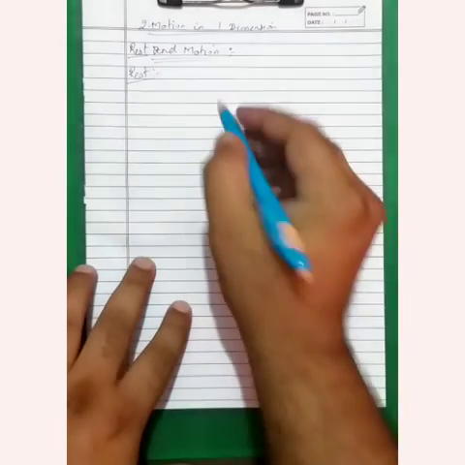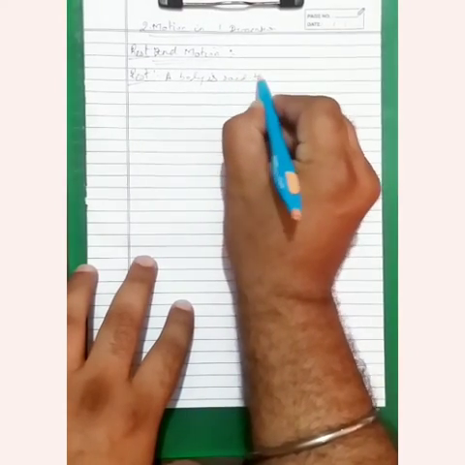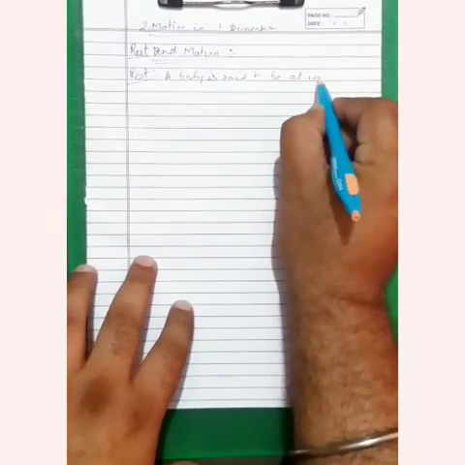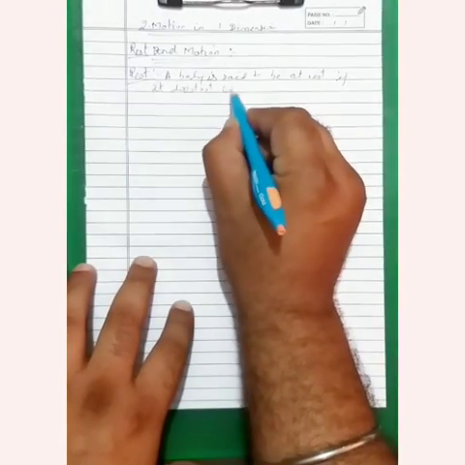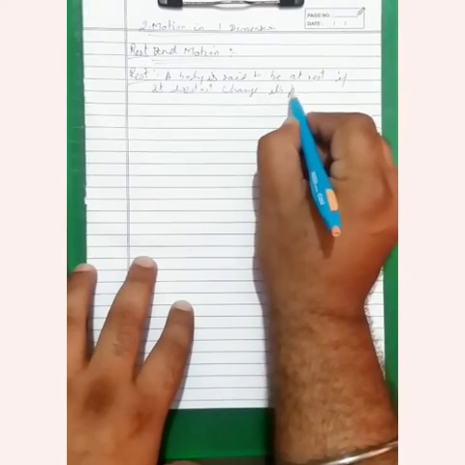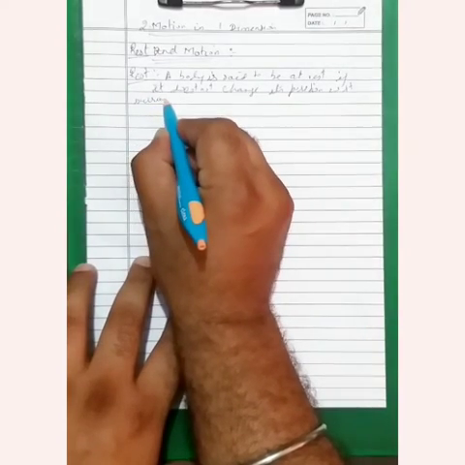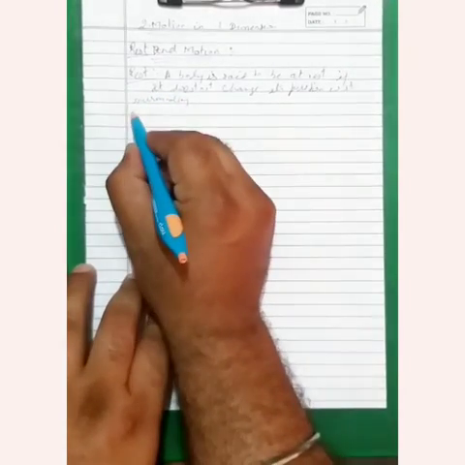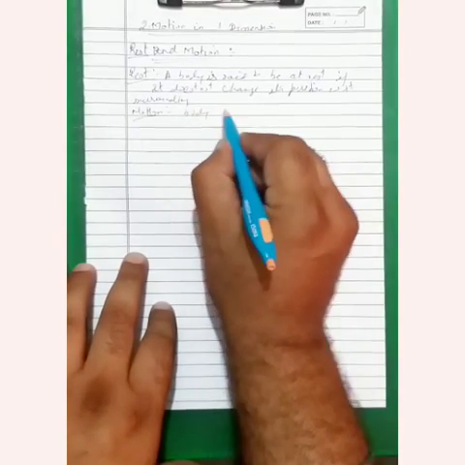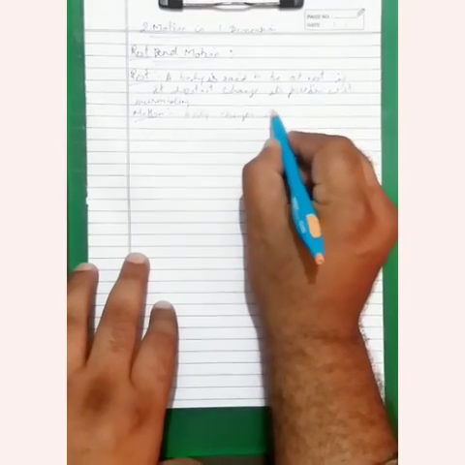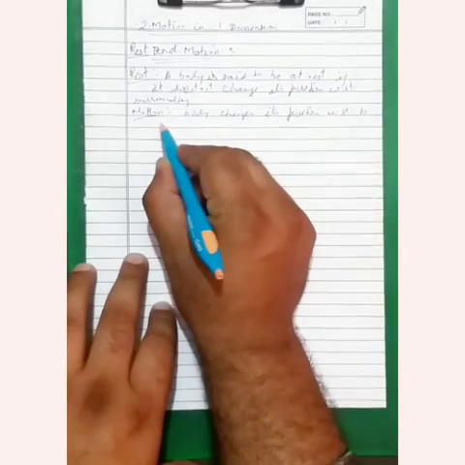Now, a body is said to be at rest if it does not change its position with respect to surroundings. Whereas a body will be said to be in motion if it changes its position with respect to surroundings.